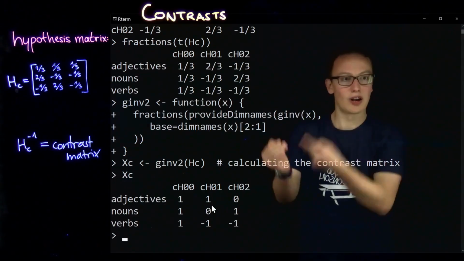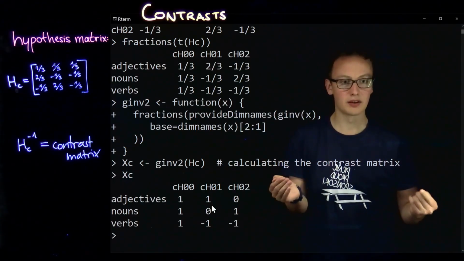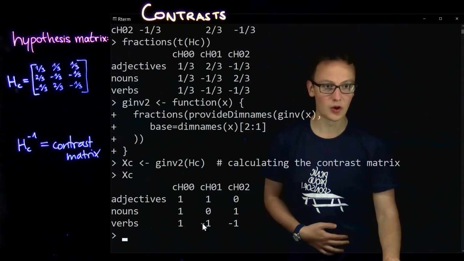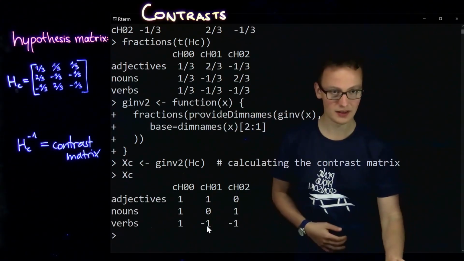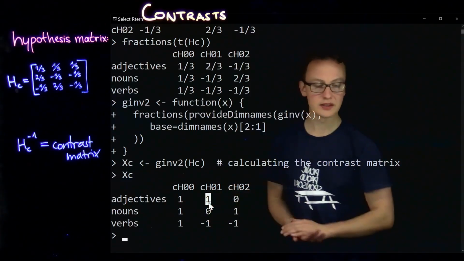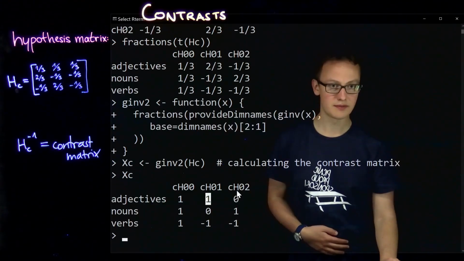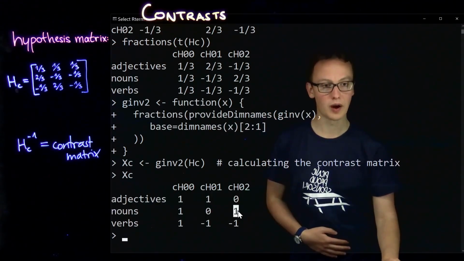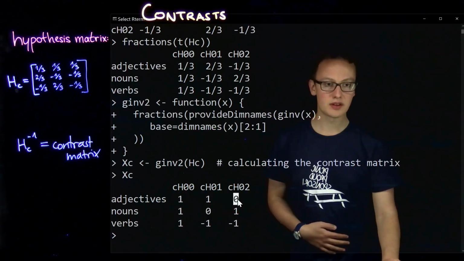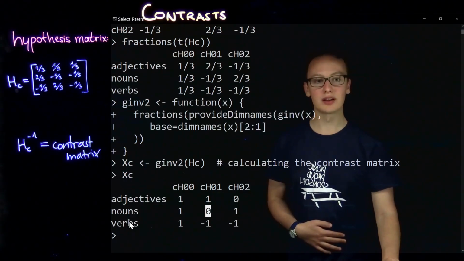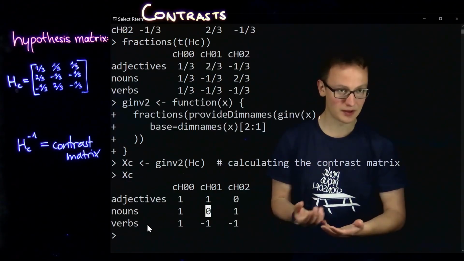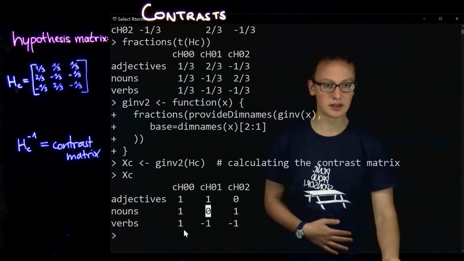And the second question was, is our level nouns different from the grand mean? And as we see here, if we specify the two questions as follows, then on one of these artificial numerical predictors, like this second column here, we'll get a 1 for the level of interest, adjectives in this case. Likewise for the second artificial numerical predictor, we'll get a 1 for the new level of interest, namely nouns, and zeros if it's not the level of interest. And for the remaining level, the third level, which we never asked about specifically in one of the two hypotheses, we'll get a -1.